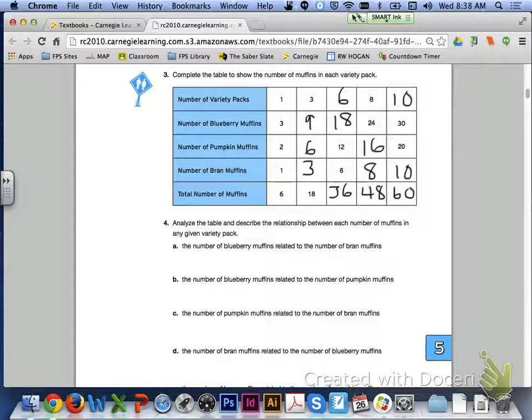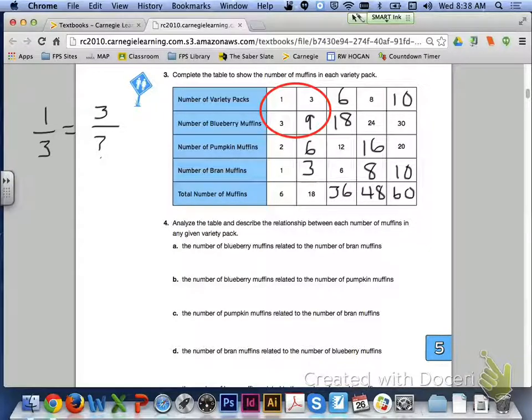So here's what your table should look like for number 3 with all of the correct values filled in for the missing blanks. I want to just break down one part of the table to make sure we have a good understanding of how we did come up with our answers. So let's take a look at that right now.